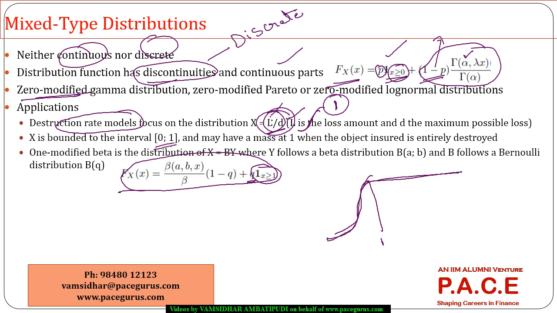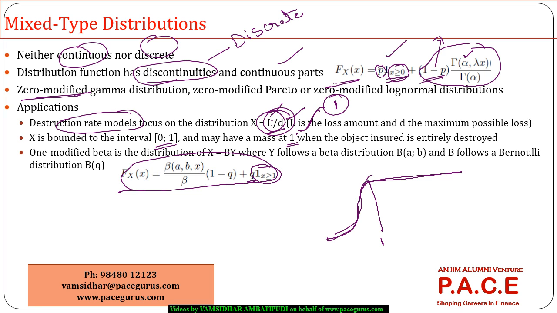So x will be there in the interval 0 to 1. Maximum mass is at 1, where the whole structure is destroyed, but below that it need not be linear. It may follow a gamma distribution or a beta distribution or some other kind of distribution altogether. So in these cases we are calling these kinds of distributions mixed distributions, because up to a certain point they are continuous and beyond a certain point they are discrete.